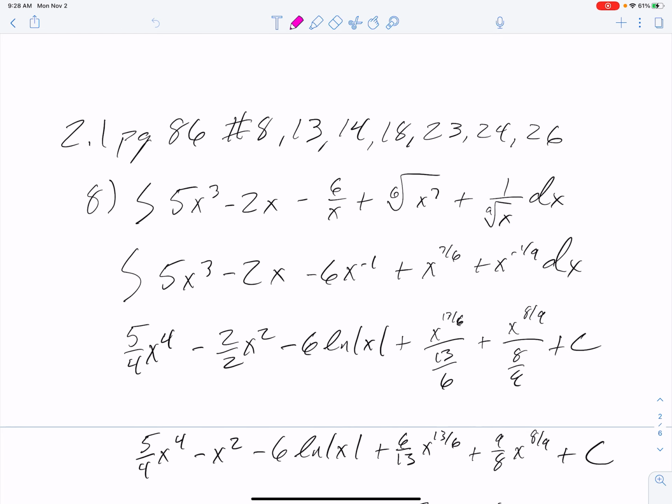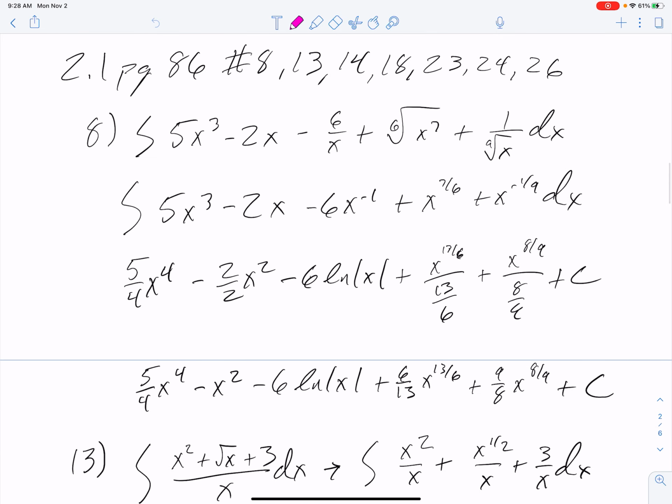So, number 8, first thing I did is took the time to rewrite my fractions and my radicals. Notice that the 6 doesn't move. Remember, we only move the variables, we don't move the coefficients. And then I go through and do my antiderivative. Add 1 to the exponent, divide by the new exponent.